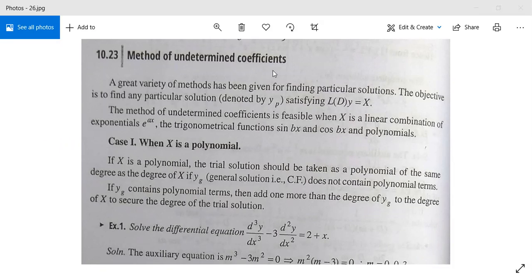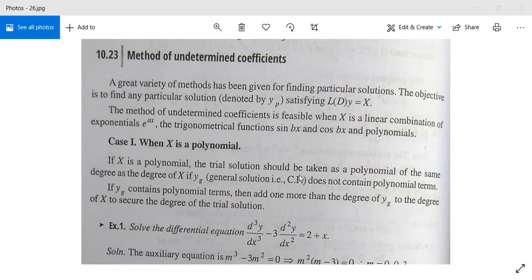The method of undetermined coefficients. This method is feasible when X is a linear combination of e to the power ax, trigonometric functions such as sin bx, cos bx, or some polynomials. Here we need to find particular solutions. For this, we are using this method of undetermined coefficients.